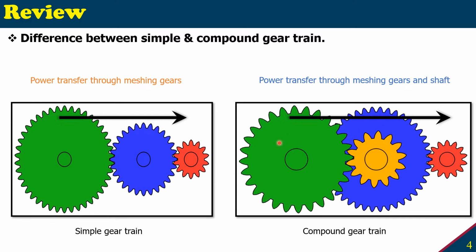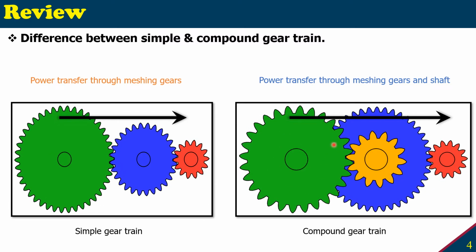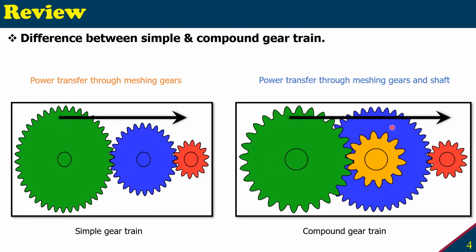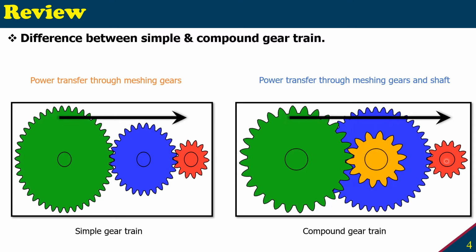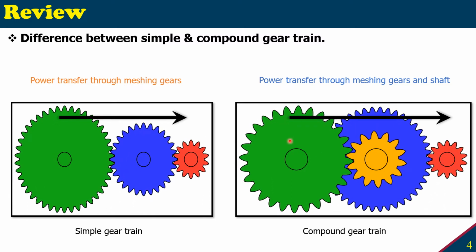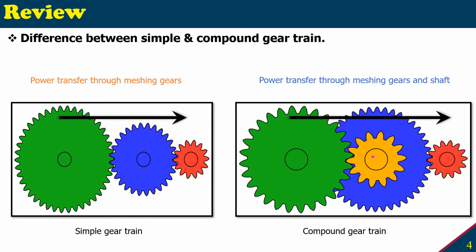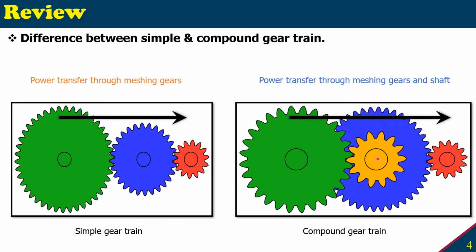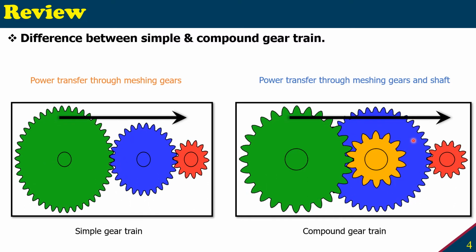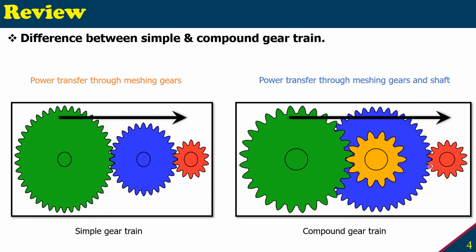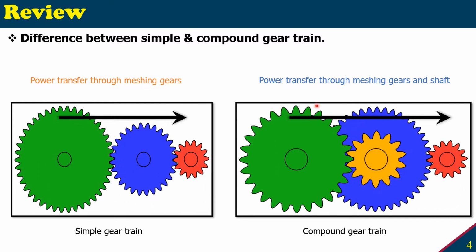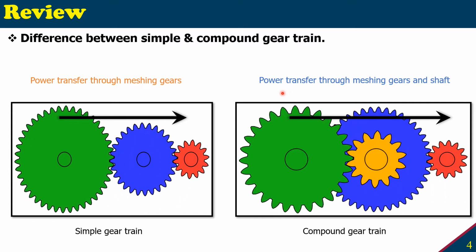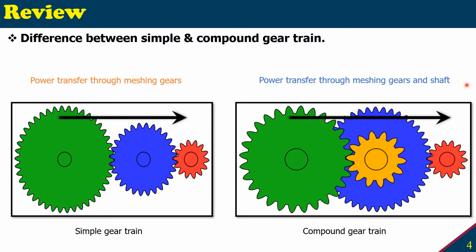How? Again, if you assume the green is the driver gear and yellow is the follower, and for the next round the blue is the driver gear and the red is the follower, then the power is transferred from the green to yellow, and then from yellow to the blue it is transferred through the same shaft, and then from blue to the red it is transferred through the meshing teeth. So that's why for compound gear, power transfer is completed through meshing gears and shaft.